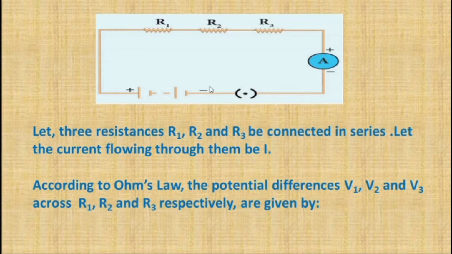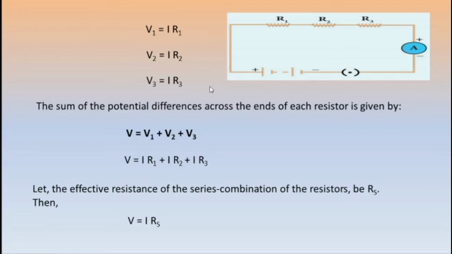Then we go to the next one. We know Ohm's law, V equal to IR. Here I is common, so for the three resistors, the same current flows. So V1 equal to I into R1, where R1 is the value of the resistance and V1 is the potential difference between the two ends of R1. Similarly, V2 equal to IR2, V3 equal to IR3.